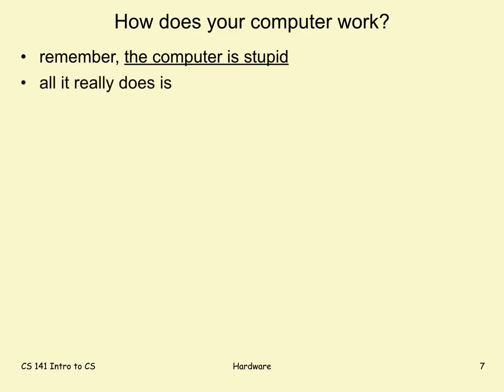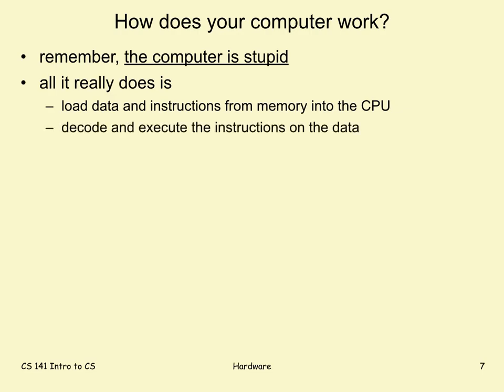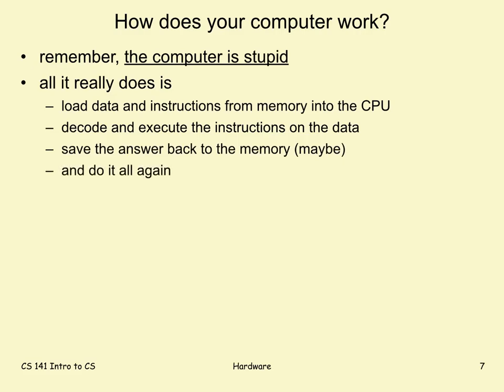So all the computer really does is this. It loads data and instructions from the memory into the CPU. It decodes the instructions, and then it executes them on the data that it's loaded. And then it saves the answer back to the memory. Maybe. Sometimes it doesn't. There are some instructions that don't save anything. And that's actually it. That's all it does. And then it goes back and it does this again and again and again.